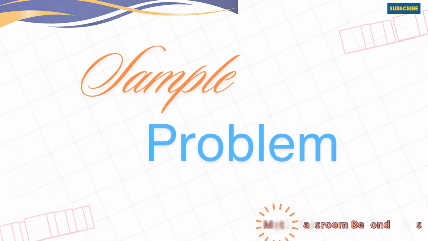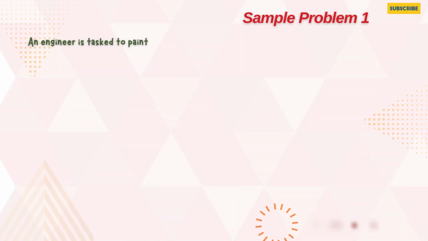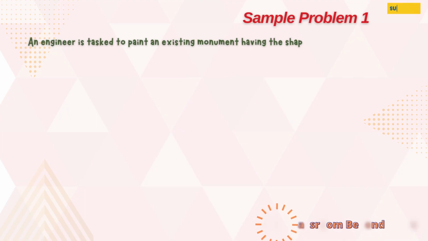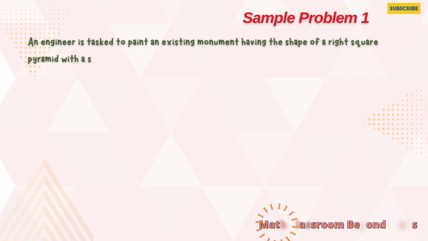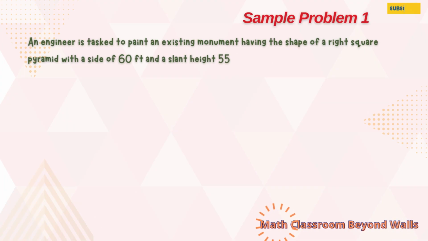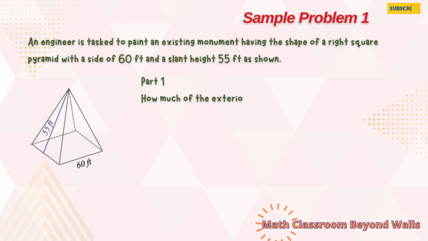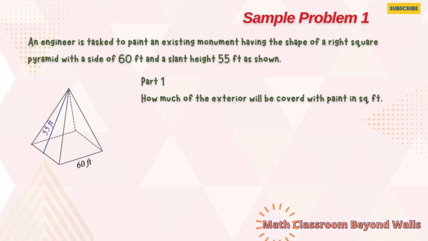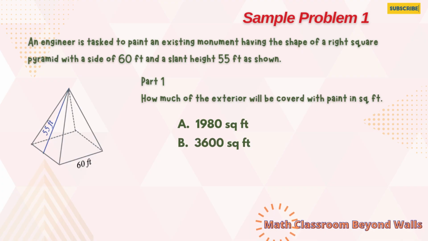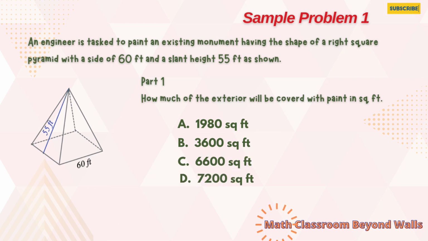Okay, let us have this sample problem so you will know how to do it. Here is the problem. An engineer is tasked to paint an existing monument having the shape of a right square pyramid with a side of 60 feet and a slant height of 55 feet as shown. Part 1. How much of the exterior will be covered with paint in square feet? Option A, 1,980 square feet. Option B, 3,600 square feet. Option C, 6,600 square feet. Option D, 7,200 square feet.